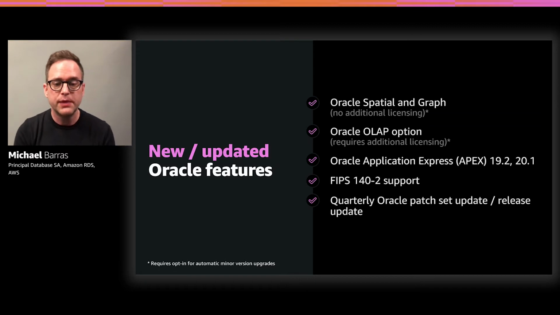Amazon RDS remains a popular place to run Oracle's Application Express development platform, and we're continuing to keep that up to date. We've added support for Apex 19.2 and 20.1 this year, and we'll continue to keep up to date as new versions become available. Finally, for government customers and those with regulated workloads, we've added support for FIPS 140-2 SSL parameters, and we continue to make critical patch updates available shortly after Oracle's release each quarter.